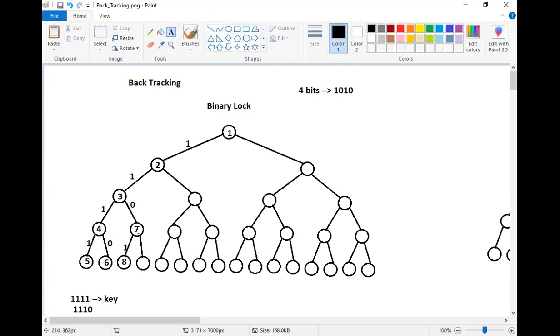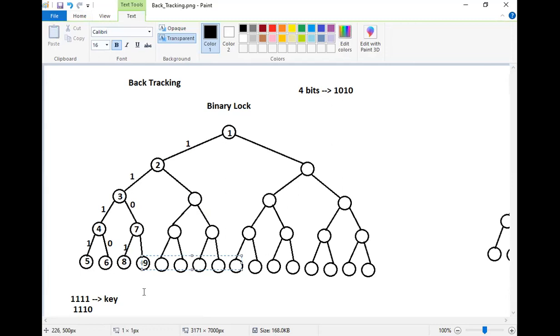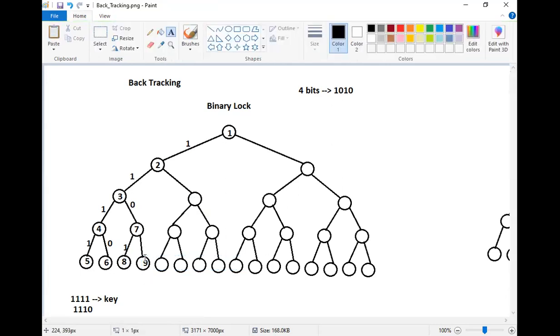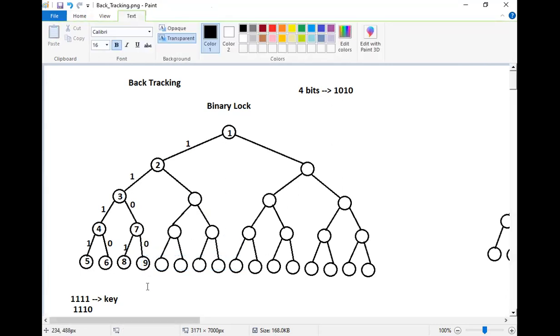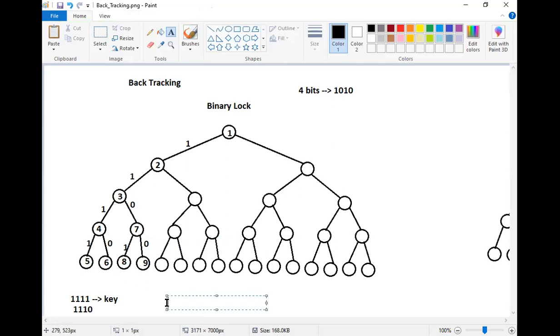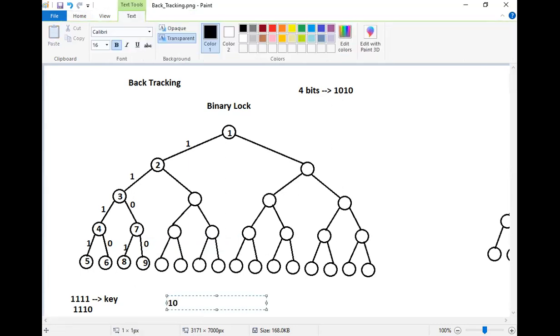I need to check here. From 7, is there any possibility that I can go further down? Yes. Which node? The next one. Now I can name it 9. And what is the path value, the edge value? 0. Now, what is the path I have got? Sorry, it is 1, 1, 0, 0. Right? Now, will this give me a result? Is it a valid solution? No. That means the key cannot be unlocked in this particular path also.